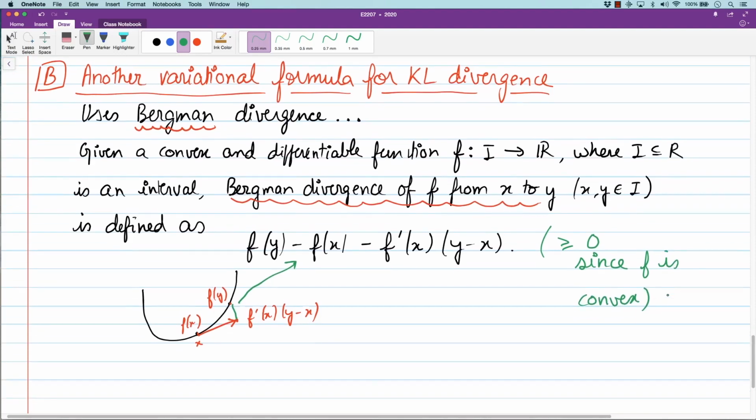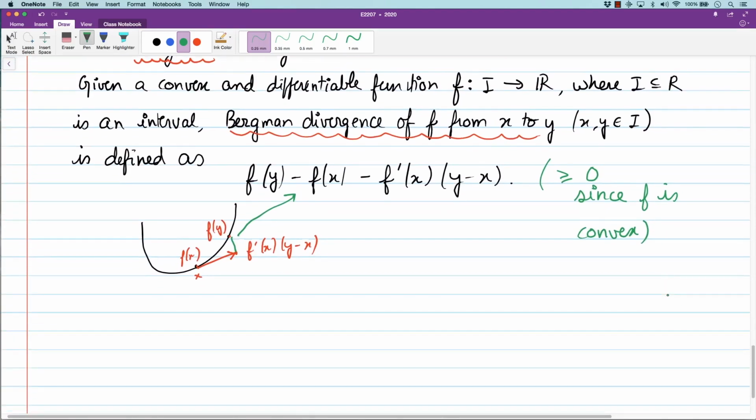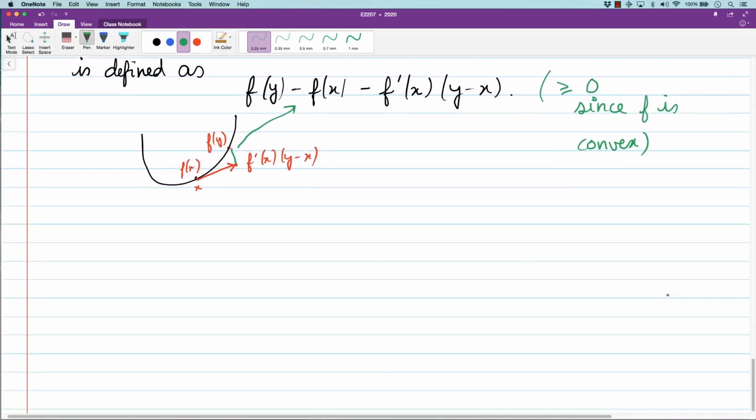Now we state a result which is a generalization of a well-known result that I'll tell you about later. So here is another variational formula. We'll just call it a lemma. This is the Jensen's gap variational formula.